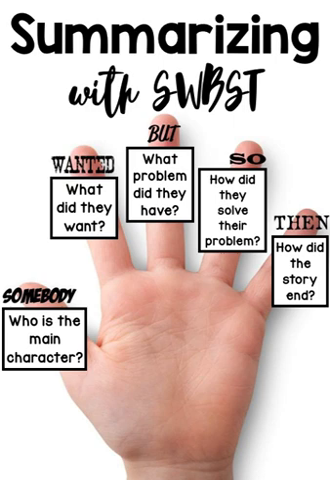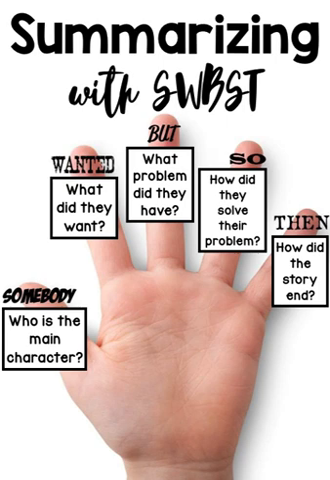And next is W, wanted. What did the main character in the story want? But, B for but. What problem did the character have? S for so. So how did they solve their problem? And finally, T for then. How did the story end?